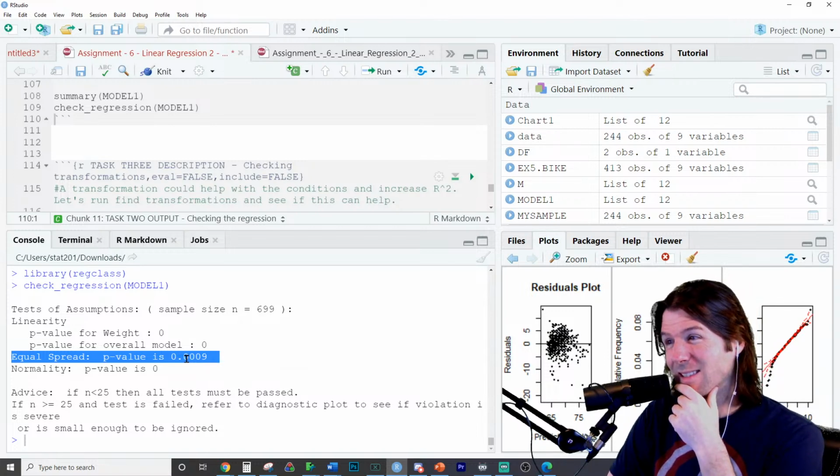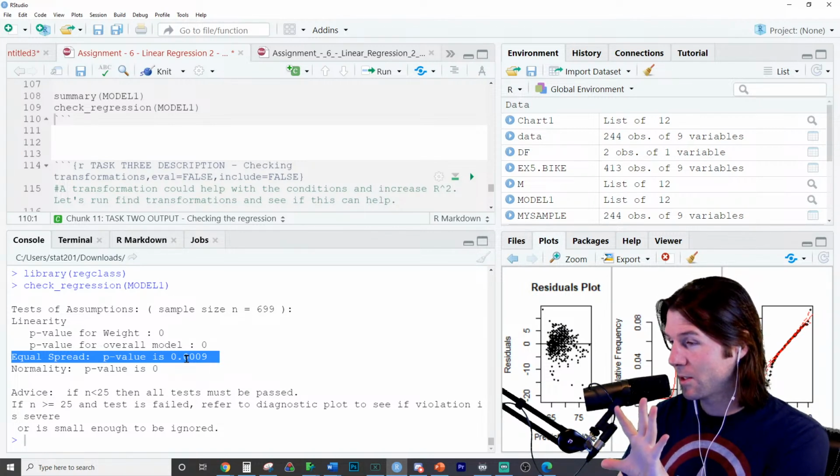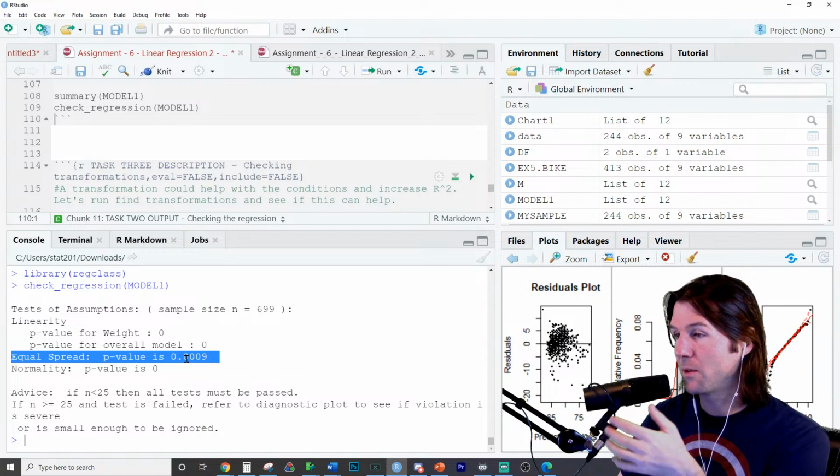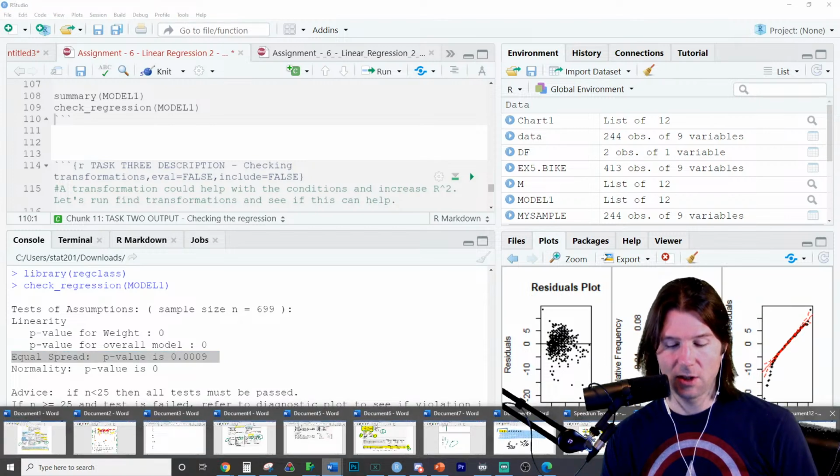So you might be wondering, wait, I thought low p-values are good. Well, we said at the start, anytime we see a low p-value, it just means we have statistical significance and we reject the null. So it's really interesting because this connects to 201.